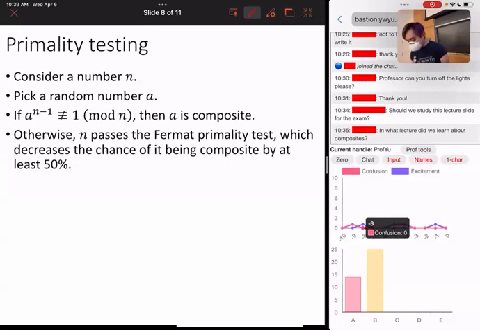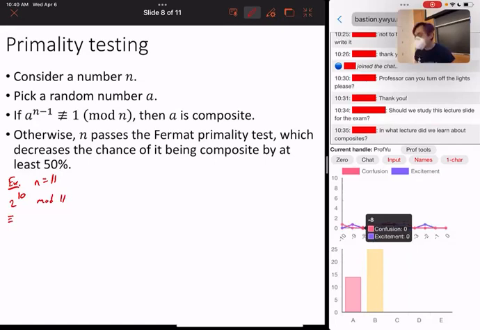Let me give 2 examples. Let's give an example of n equal to 11. We know this is prime, but let's check it by doing the Fermat primality test. So 2 to the 10 mod 11. I'm going to do this the fast way because I happen to know that 2 to the 10 is 1024. But of course, there are several different ways you can do this. 1024 mod 11, and if you divide that out, that ends up giving you 1 mod 11. You can check that with a calculator, or you can use long division.